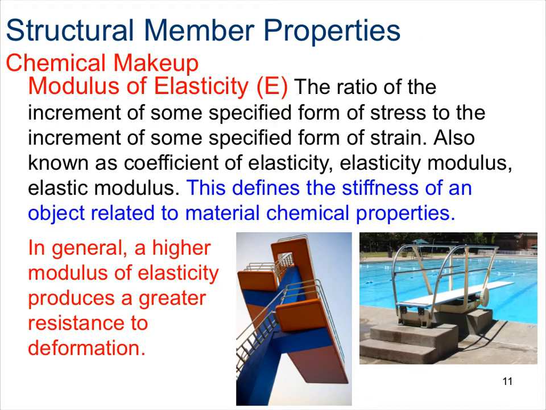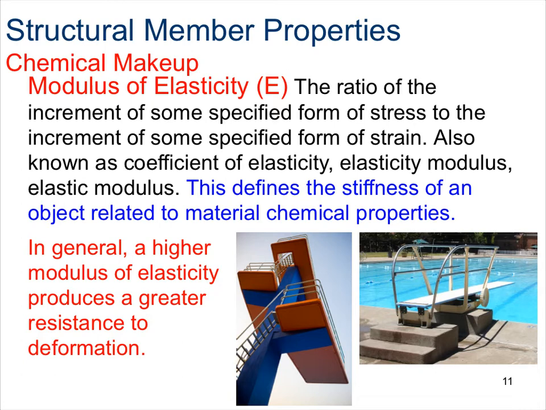Let's continue our discussions of structural member properties by looking now at the modulus of elasticity, which uses the symbol capital letter E. The modulus of elasticity is the ratio of the increment of some specified form of stress to the increment of some specified form of strain. In essence, the modulus of elasticity defines the stiffness of an object related to the material's chemical properties. In general, a higher modulus of elasticity produces a greater resistance to deformation. So the higher the modulus of elasticity, the less the material is going to change shape or size.